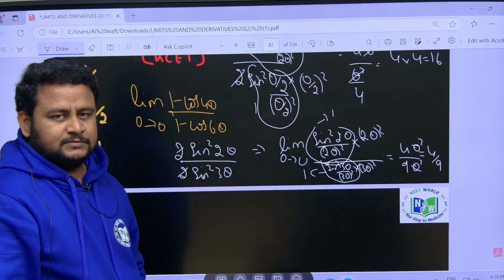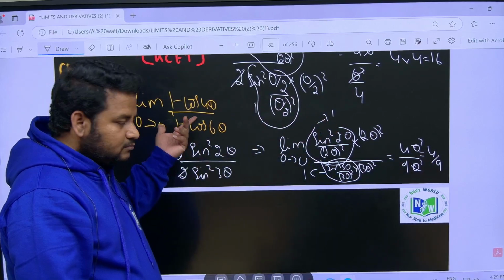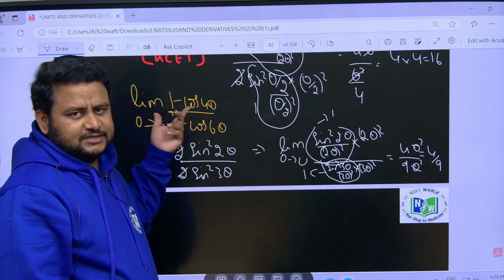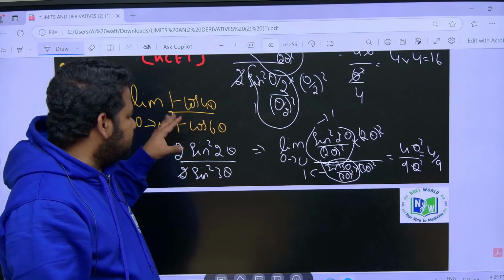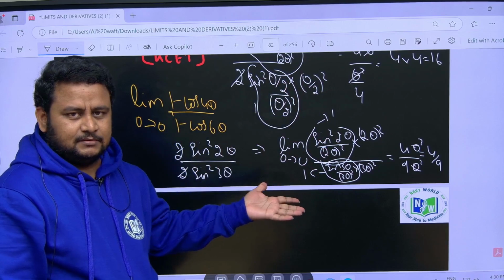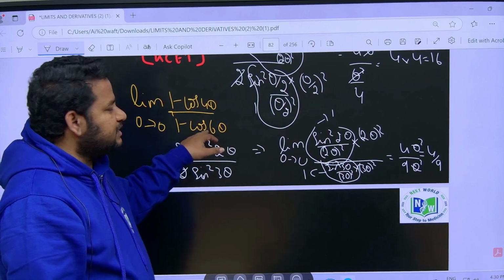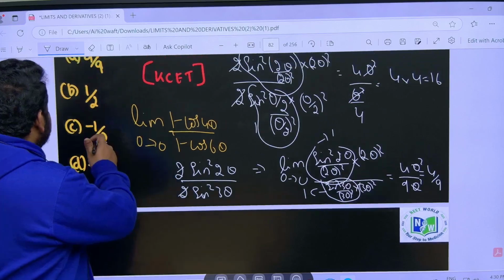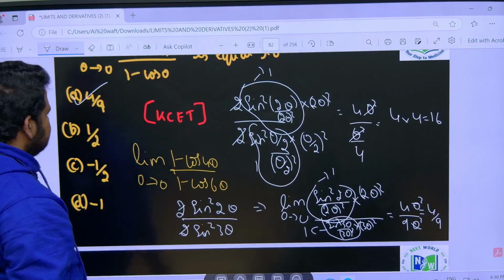That's it, friends. Okay, in the previous question there was some mistake with respect to the PYQ. That was not the PYQ, but for that question 16 is the correct answer, and the method is the same. Here it is 1 minus cos 6 theta. For the given options, the correct answer is A.